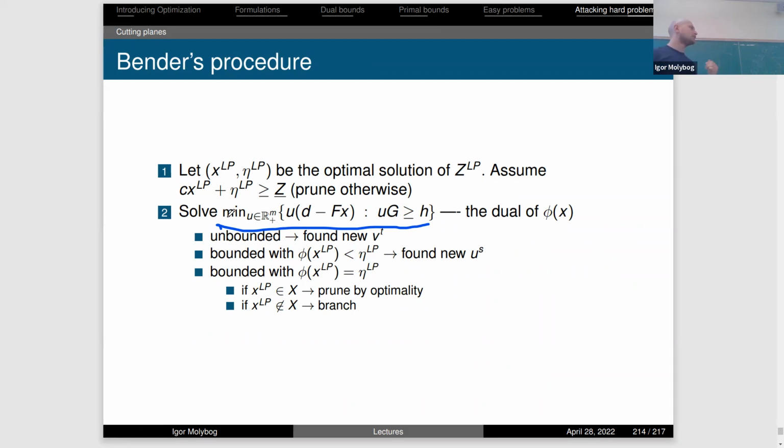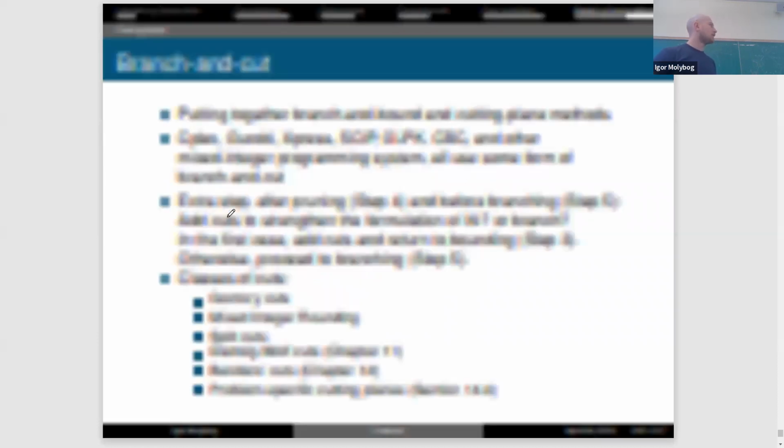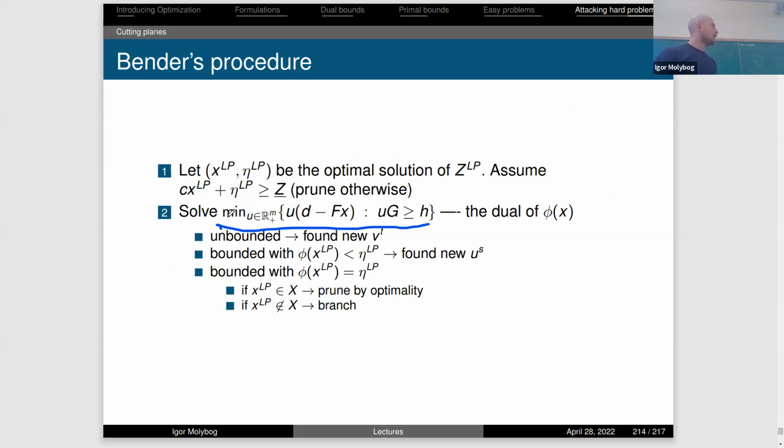It can lead us to finding new extreme points or extreme rays of U. It can also lead us to a necessity to prune our problem and add new branches to our branching tree. We have considered an example of this Benders procedure.